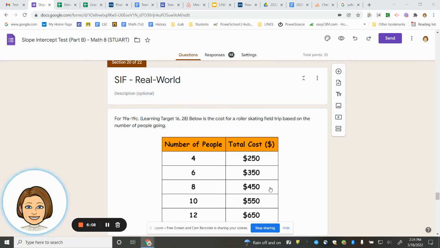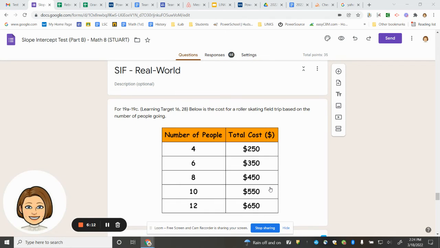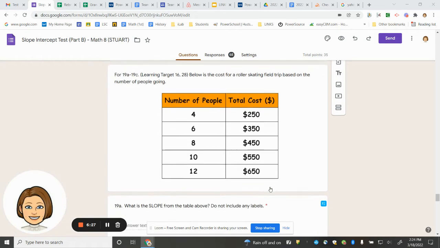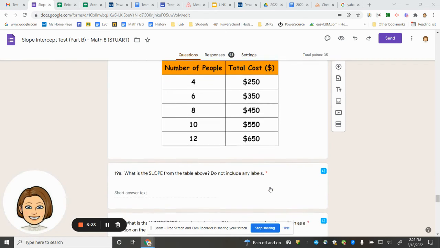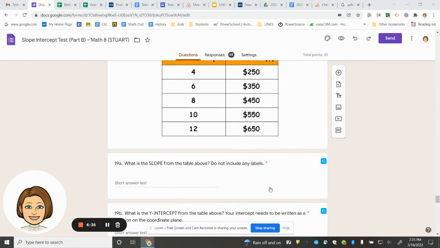Section 20 is the real-world problem. Here is a table. Below is the cost for a roller skating field trip based on the number of people going. If the number of people going is 4, the cost is $250. 6 people, $350. 8, $450. 10, $550. 12, $650. Using this table, what is the slope from the table above? Do not include any labels, just a number.